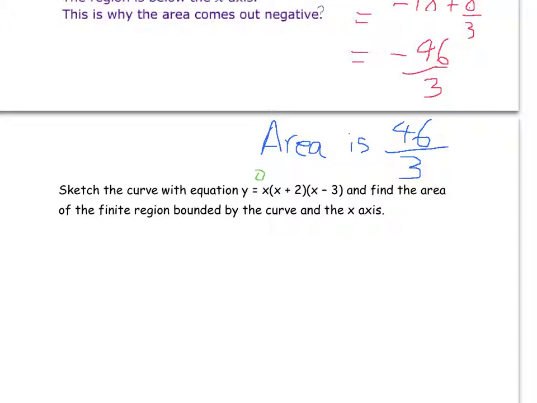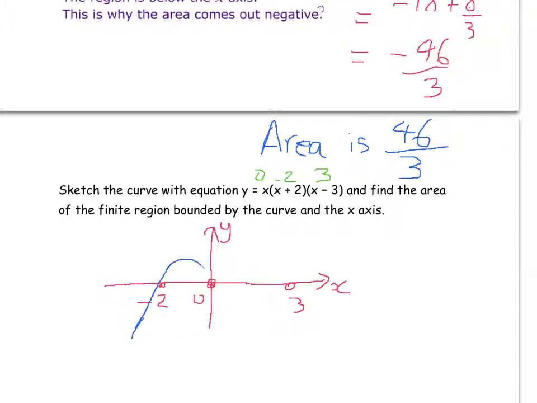Well, it's going to cross at 0. What value makes x plus 2 equals 0? That's minus 2. And the value that makes x minus 3 equals 0 is 3. So our curve is going to look something like this. We're going to have an x and a y-axis. It's going to cross at 0, minus 2 and 3. And if you expand this, like we're going to in a minute, you're going to find that you have an x cubed graph. It's going to be a positive x cubed graph, so it's going to go something along these lines, the sketch of this curve.